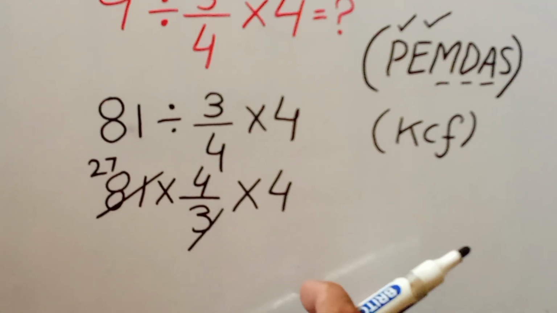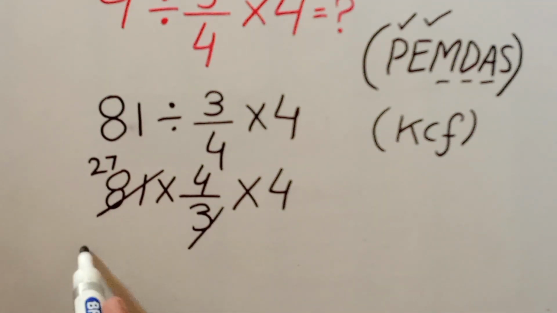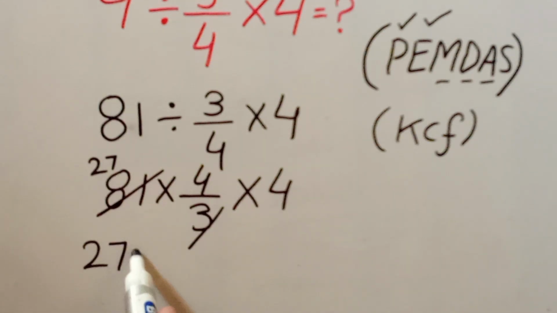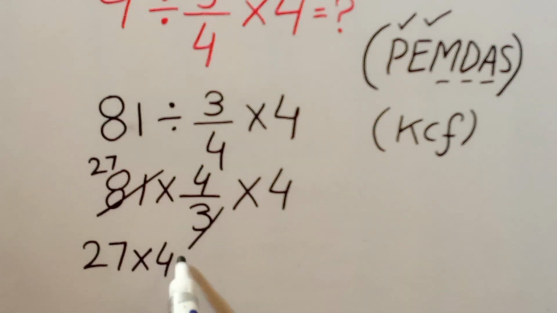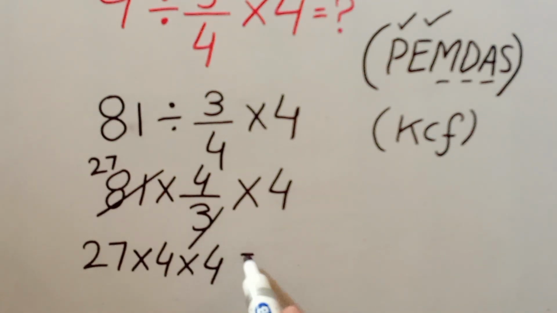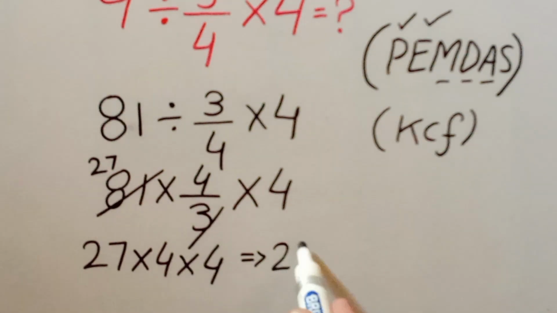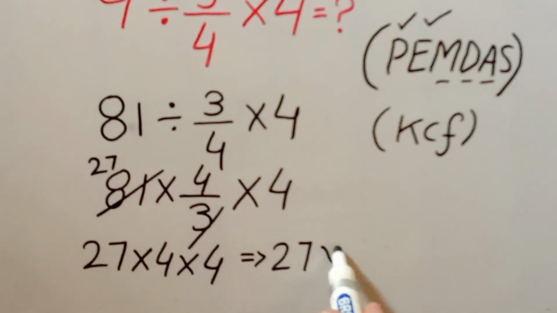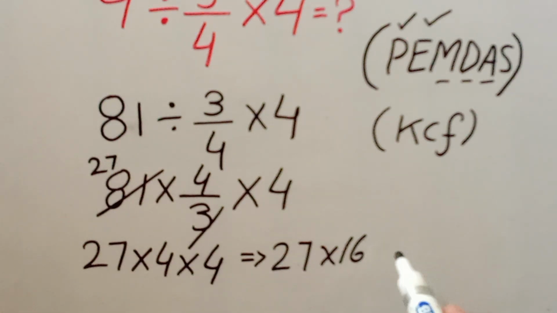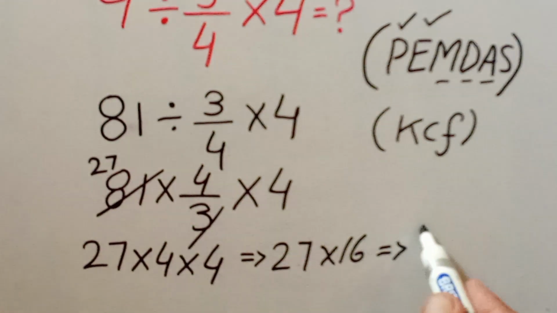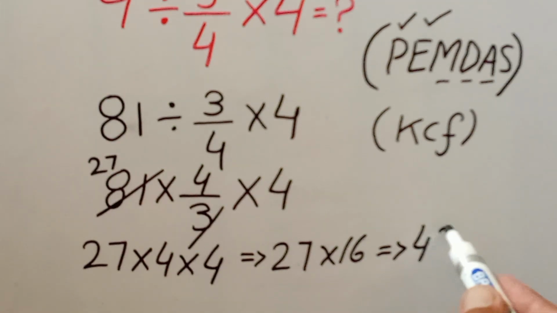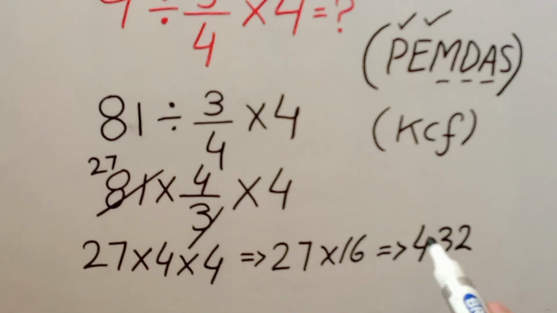So from here, in the next step, 27 times 4 and times 4. 27 times 4 equal to 16. So 16 times 27 equal to 432. Guys, this is the final answer of this expression.